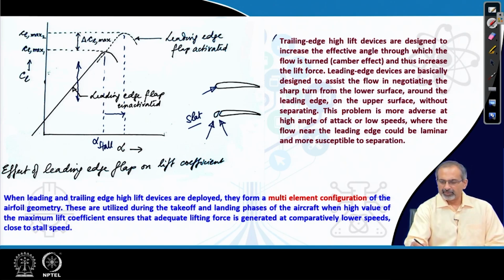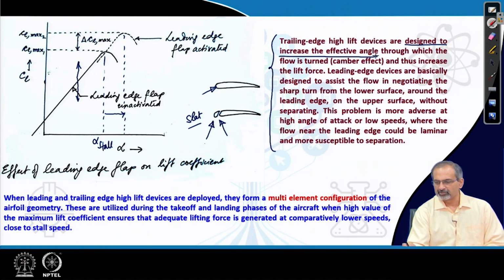So, if we sum up the effects of the trailing and the leading edge high lift devices, we see that the trailing edge high lift devices are designed to increase the effective angle through which the flow is turned. That means they increase the camber. Consequently, there is an increase in the lift force.